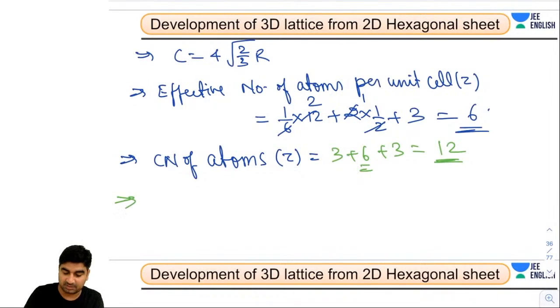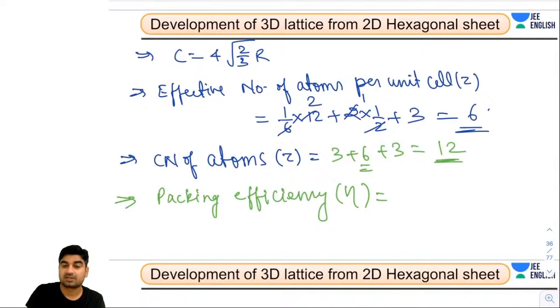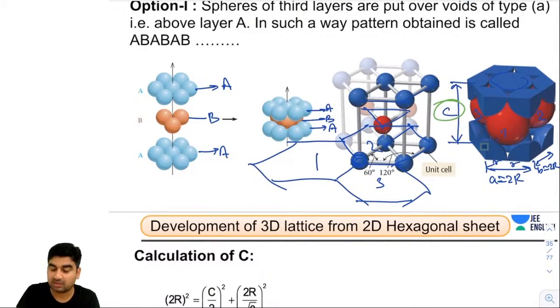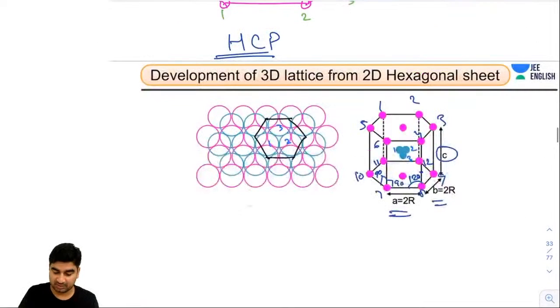And if the coordination number is 12, then what would be the packing efficiency? Tell me. 6 into 4 by 3 pi r cube. And now what is the volume of this? In case of a cube, you could have done it, but here it is not. Area of base into height. So height is equal to C. And what is the area of base?